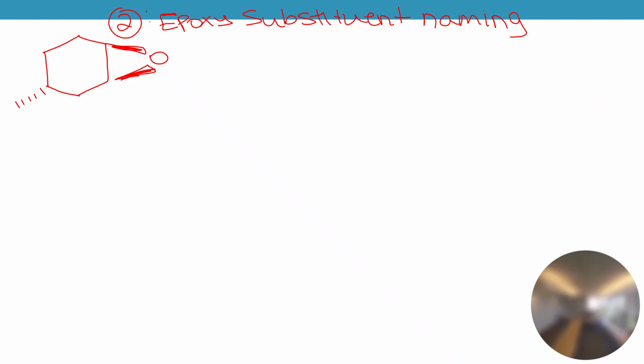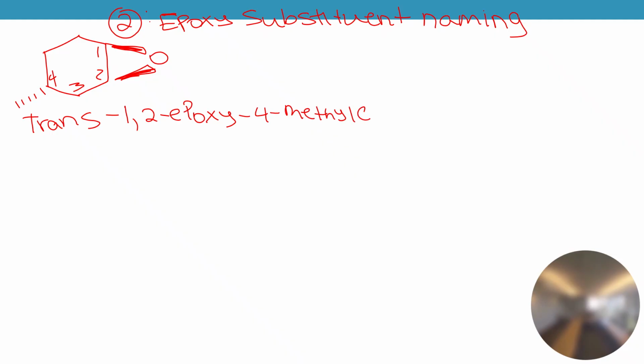And then I'll put a methyl and a dash here. So we're going to name this as an epoxy substituent, and the epoxy group and the methyl are trans, so we can indicate that stereochemistry. So this is going to be trans, 1,2-epoxy, so E before M. So we're going to list the epoxy substituent before the methyl substituent, and then cyclohexane.